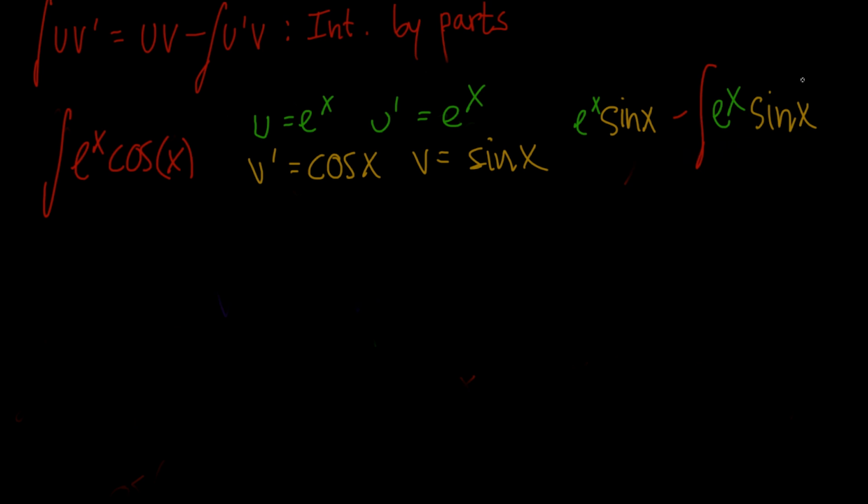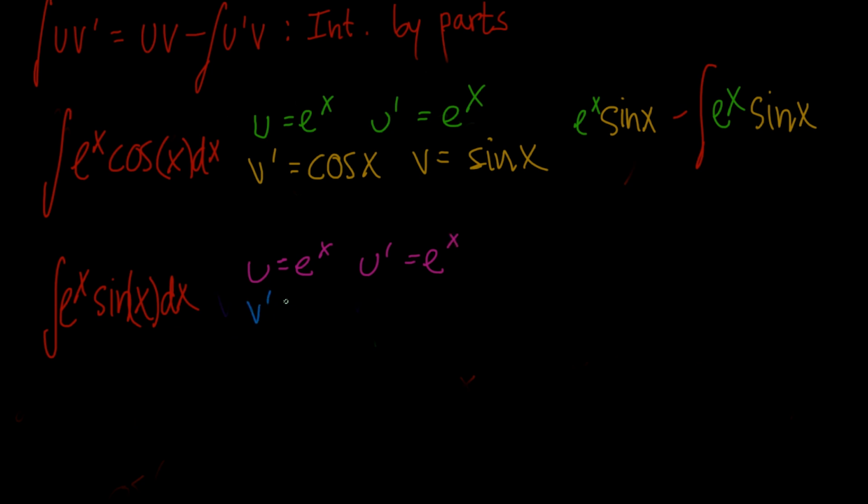Right, now we're stuck with this e to the x sine x. This is another integral that we're going to have to do integration by parts. So I'm going to write this down as a new one right here. So e to the x sine x, okay? And of course these are all with respect to x, my bad. And I'm going to make my u be e to the x, which makes my u prime be e to the x. And I'm going to make my v prime be sine of x, right? So that my v is going to be negative cosine of x, okay? And now I'm going to set this up.